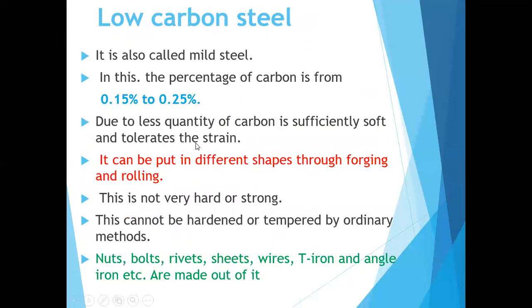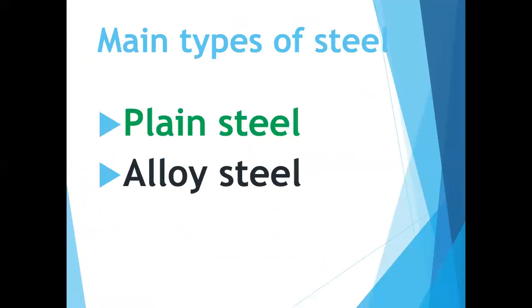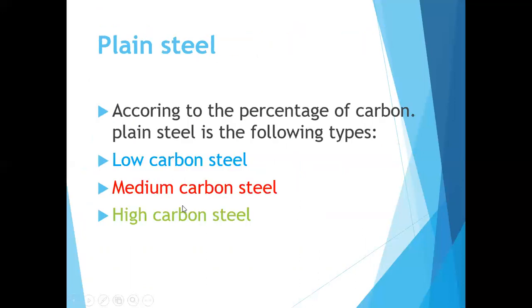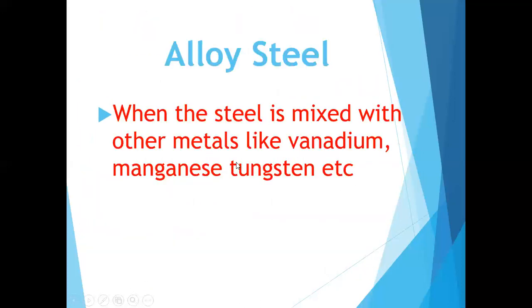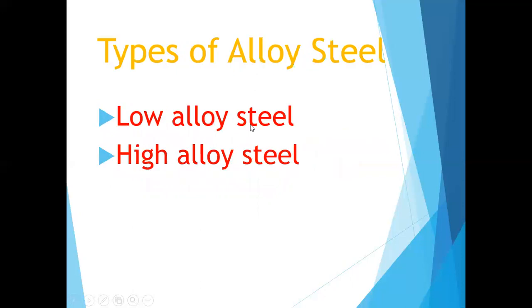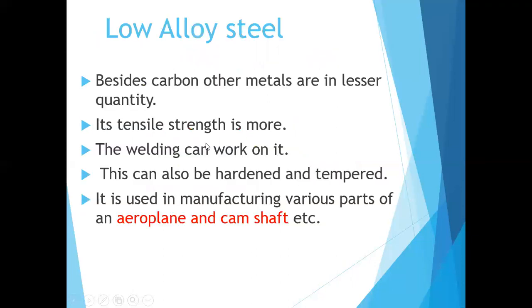First, steel is classified into plain steel and alloy steel. Plain steel is again classified into three types: low carbon, medium carbon, and high carbon. Then alloy steel: when steel is mixed with other metals like vanadium, manganese or tungsten, it is known as alloy steel. Alloy steel is again classified into two types: low alloy steel and high alloy steel.